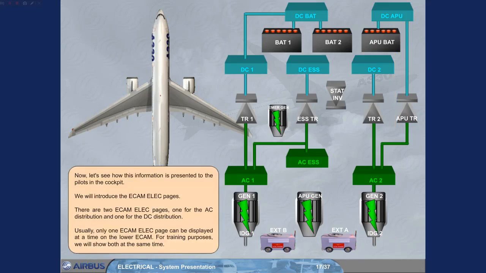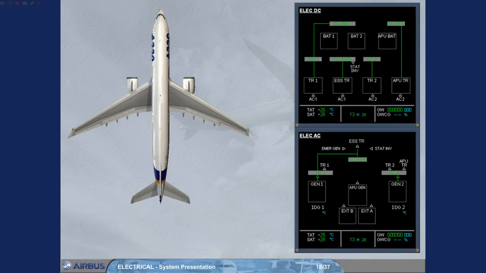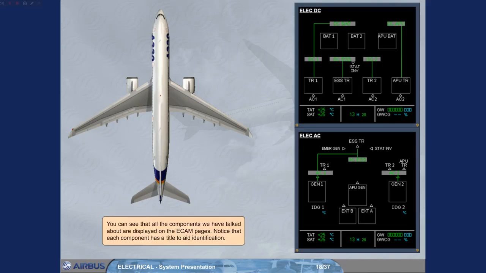Now let's see how this information is presented to the pilots in the cockpit. We will introduce the ECAM electrical pages. There are two ECAM electrical pages, one for the AC distribution and one for the DC distribution. Usually, only one ECAM electrical page can be displayed at a time on the lower ECAM. For training purposes, we will show both at the same time. You can see that all the components we have talked about are displayed on the ECAM pages. Notice that each component has a title to aid identification.